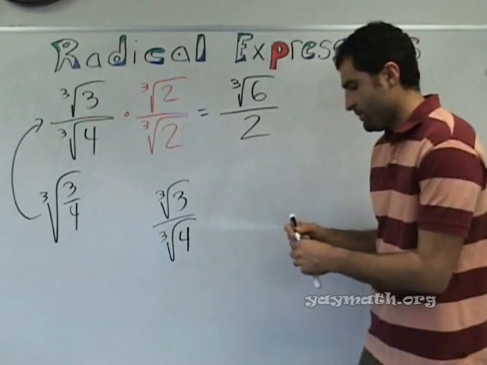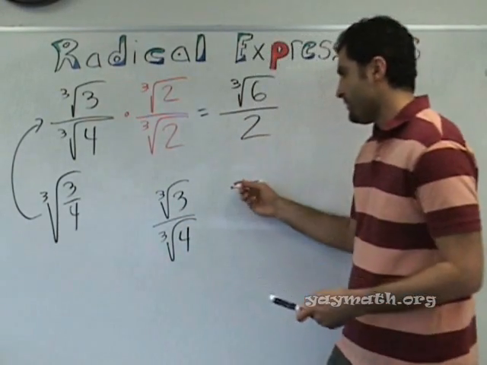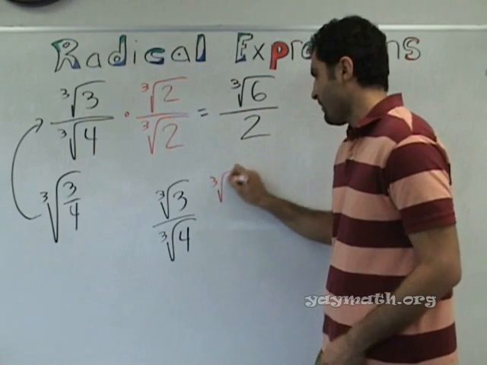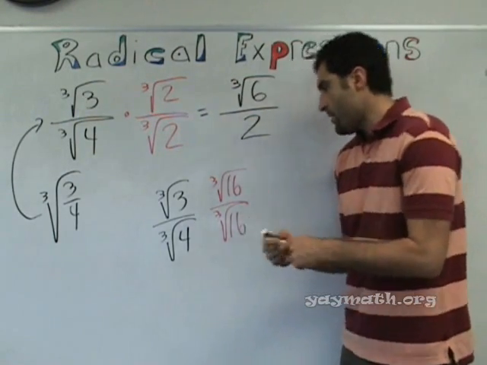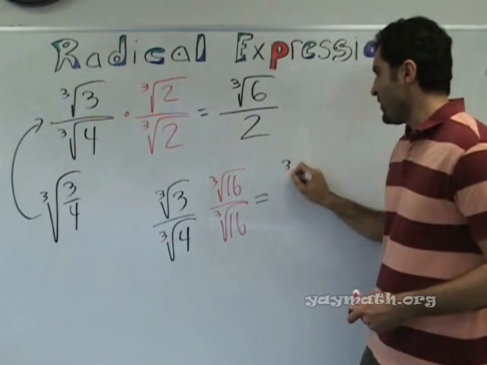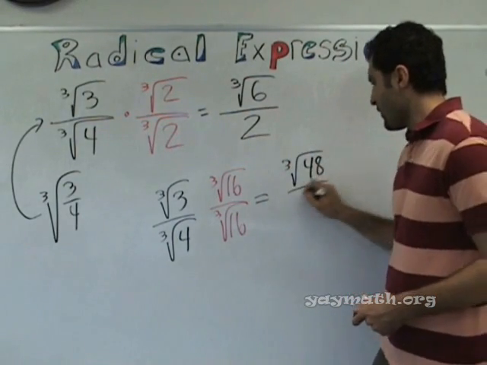And then be the cube root of 64 for the denominator. Then what is 4 times 4 times 4? 64. So wouldn't that simplify to 4? Yes, it would. And then we have to cancel. This would be cube root of 48 over 4.